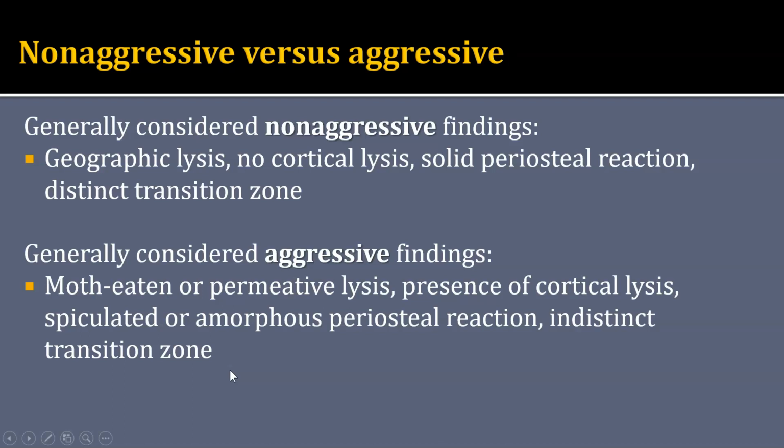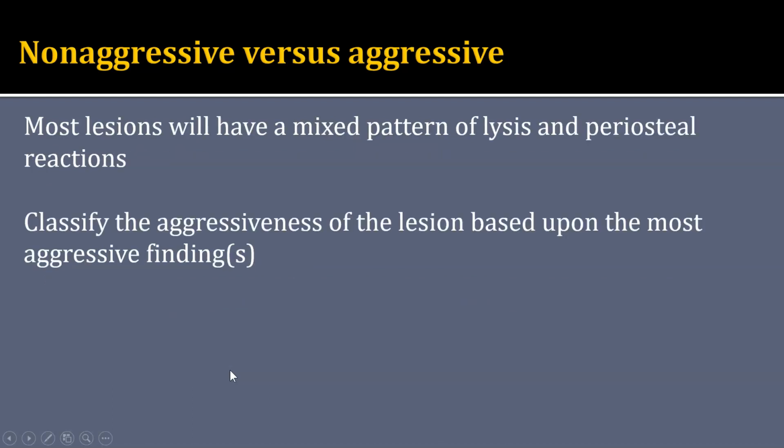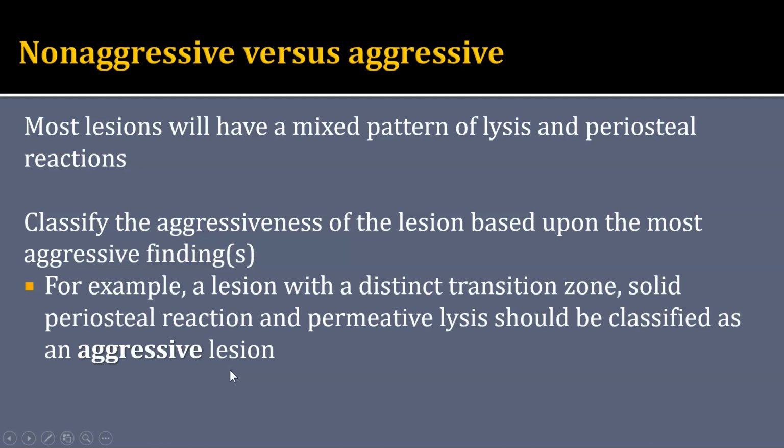Remember that we could also look at rate of change of lesion over time, but that would mean that we need to have more than one set of radiographs. If you recall, most lesions will have a mixed pattern of lysis and periosteal reactions, and we need to classify the aggressiveness of the entirety of the lesion based upon the most aggressive finding or findings. So for example, a lesion with a distinct or short transition zone, a solid periosteal reaction, and permeative lysis should be classified as an aggressive lesion.